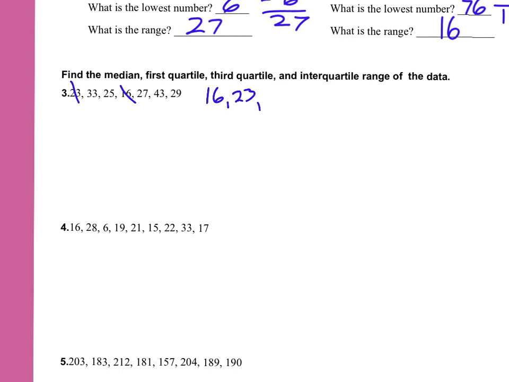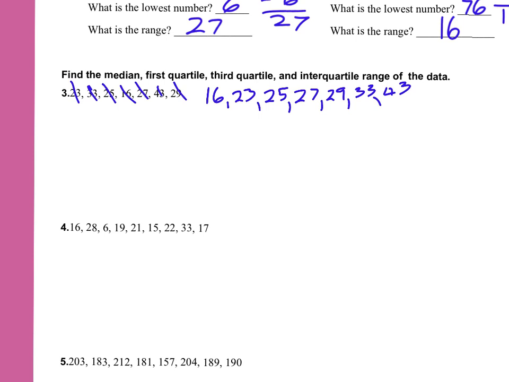Then it looks like we have 25. Then 27. Then 29. Then 33. And then 43. Just to check, 1, 2, 3, 4, 5, 6, 7. 1, 2, 3, 4, 5, 6, 7. So I've done it correctly.